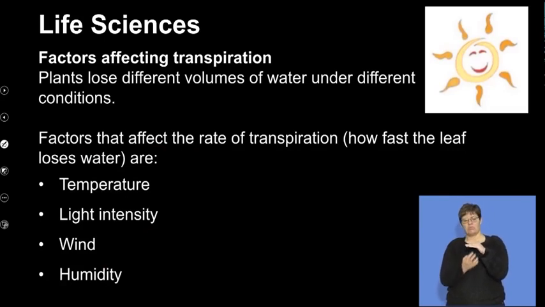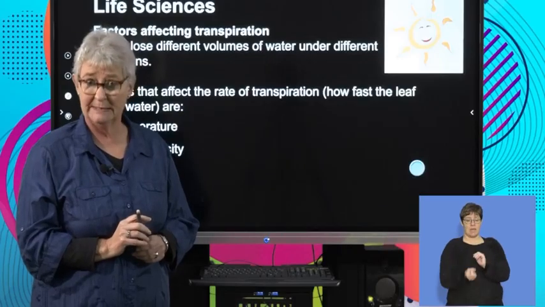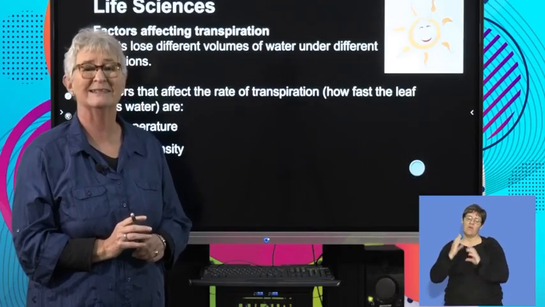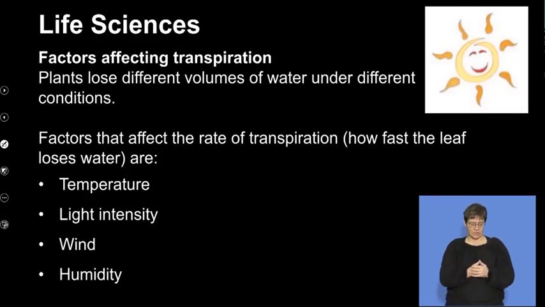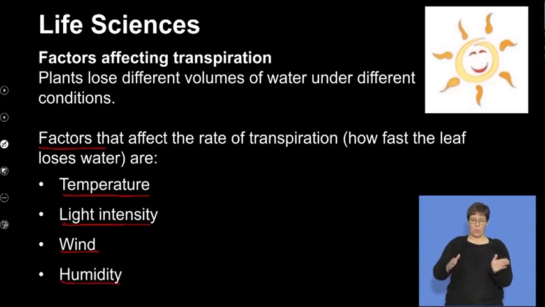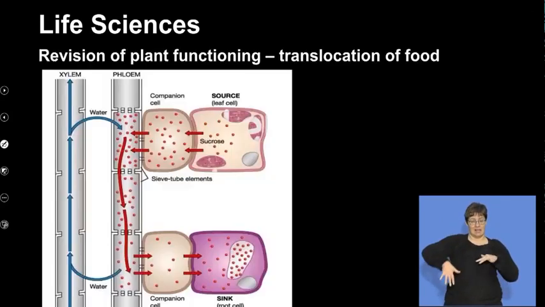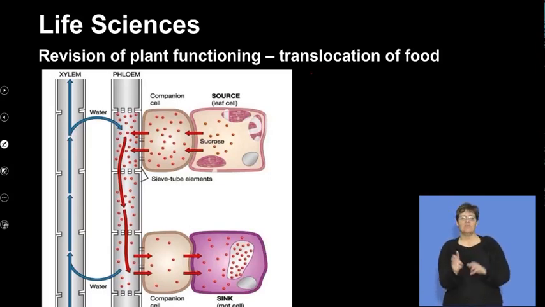Then we also find that environmental factors affect how quickly transpiration occurs, and in our previous lessons we had a look at some of these and how they affect transpiration. The factors that affect transpiration are temperature, light intensity, wind, and humidity, and we did look at some experiments on these.